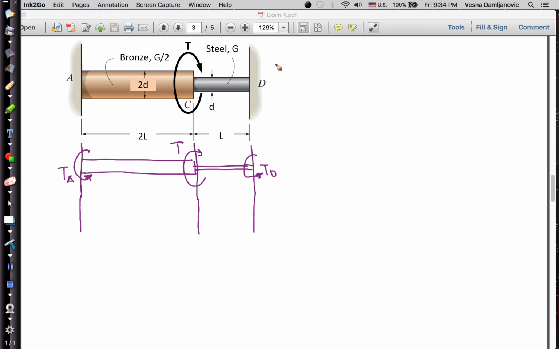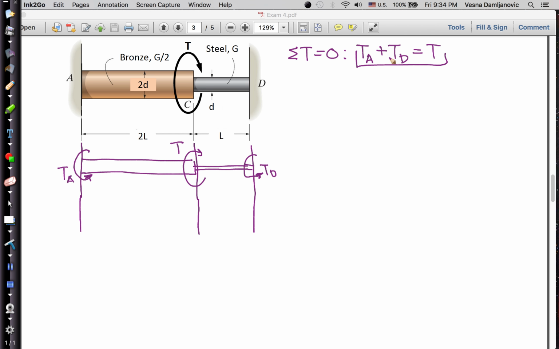Okay, let's just write the equations so that we don't get confused. So sum of torques is equal to 0. And from that, I don't have to write anything else. You can see that TA plus TD is equal to T. That's our first equation, and I'm going to highlight it like this.